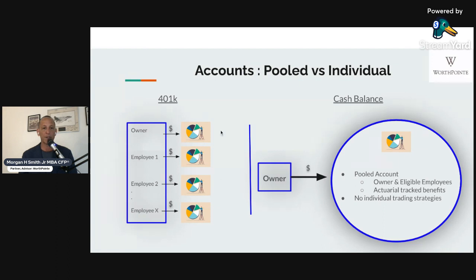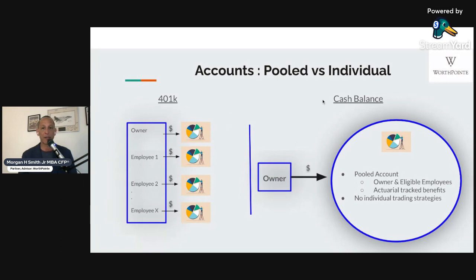They're going to get separate statements. They can perhaps log into their 401k portal and look at their accounts at any different time and see what the value is and all that good stuff. Again, the individual participants are going to have their own trading strategies and investment strategies within each account. We'll touch on that. So that's how a 401k works with each particular account.